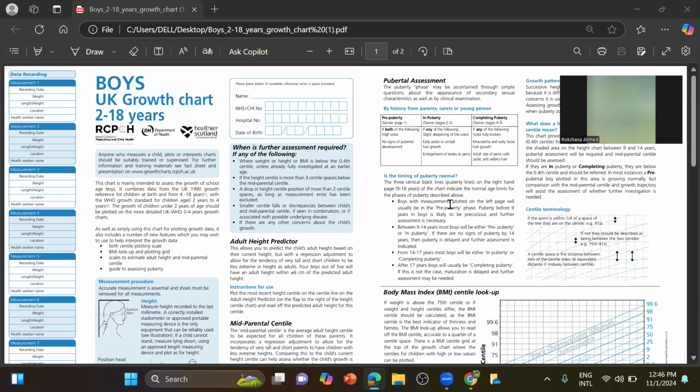Regarding the other recording, we know how to do the scenario with the medical student, and just after that we assess their prior knowledge, how far you know about it. The first question is: what is the growth centile? So these are the growth centiles.